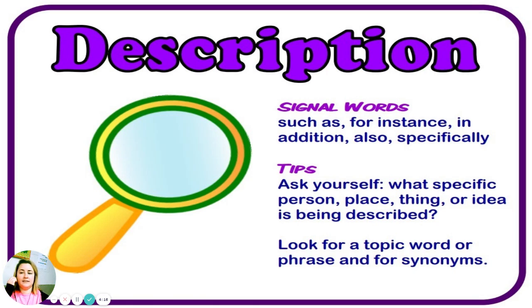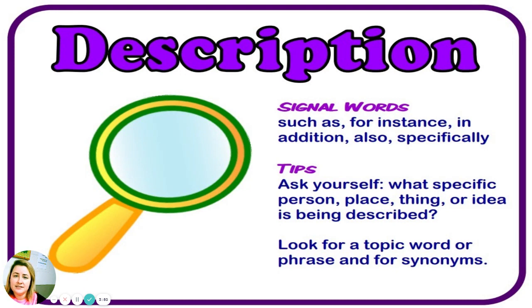So your signal words. Signal words are a little bit tricky for description because it's describing a different thing each time. So the words might be such as, for instance, in addition, also, specifically. You're going to ask yourself, what specific person, place, thing, or idea is being described? So look for a topic word or phrase and for synonyms.